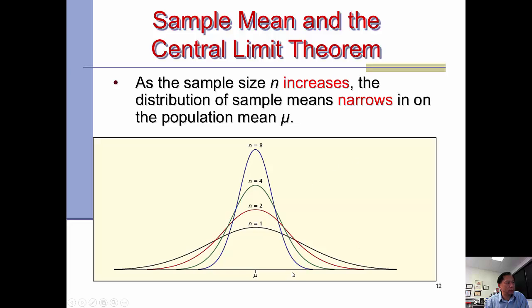As the sample size increases, the distribution of sample means narrows on the population mean mu. When n increases from 1 to 2 to 4 to 8, you can see the peak gets higher and higher, so the sample means narrow on that.